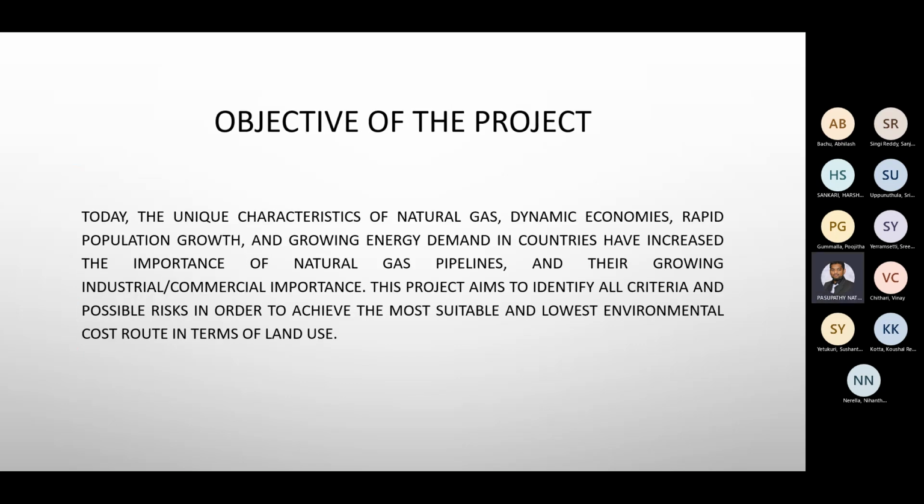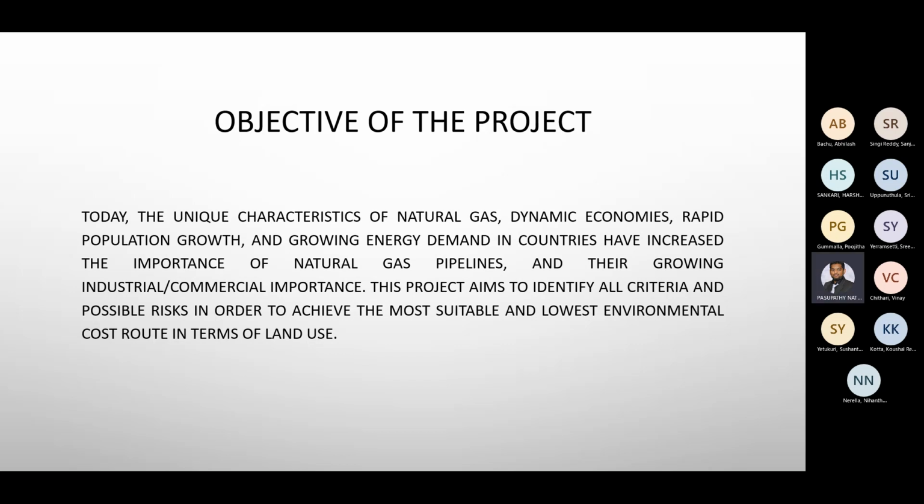Starting with the objective of the project. Today, the unique characteristics of natural gas, dynamic economies, rapid population growth, and growing energy demand in countries have increased the importance of natural gas pipelines and the growing industrial, commercial, and construction use. Pipelines provide the most convenient, effective, and economic mode of transport for oil and natural gas to different locations.